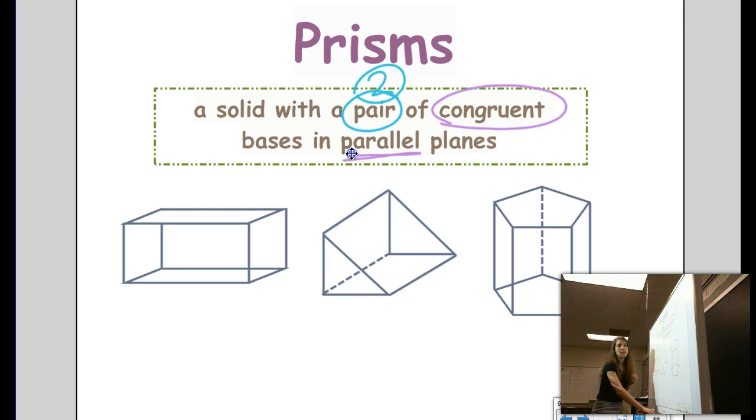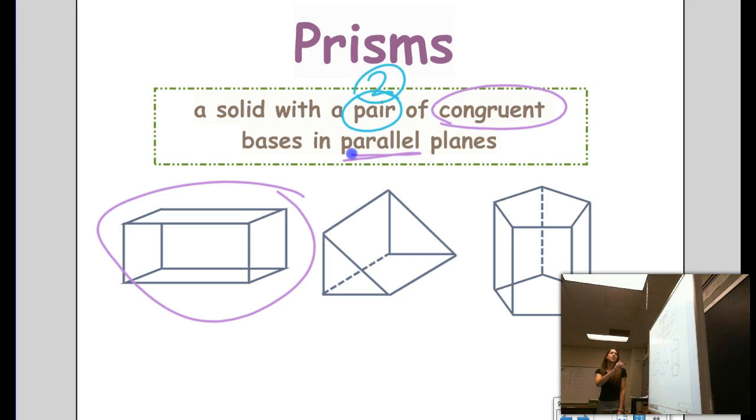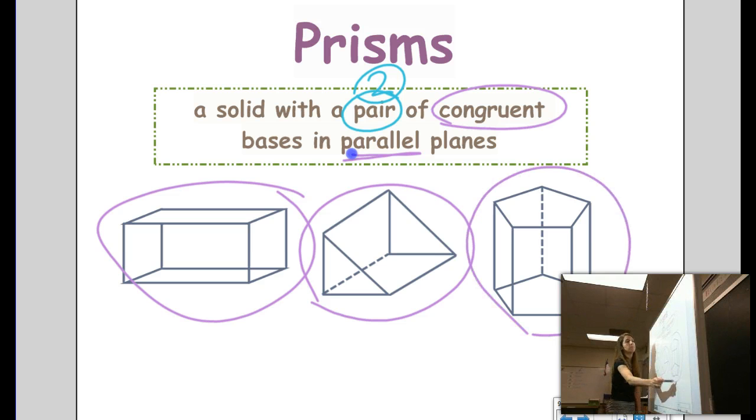All right, let's name these. I'll try to call people. Julius, what's this one called? Thanks, Torin. Shelby, what's this one called? Triangular prism. Very good. And Matt, what's this one called? Pentagonal prism, because the bases are pentagons. All right.